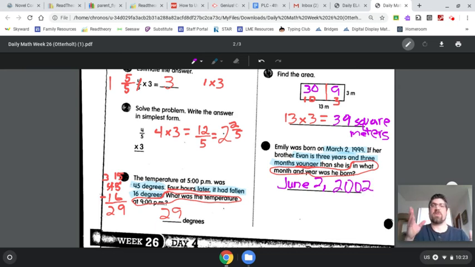Boy, class, that was way, way easier of a math problem than what I had done originally, because with that last one, I had to remember to go back a year in time and stuff. So anyways, there you go, you guys. That is all for our daily math corrections for Wednesday on week 26.